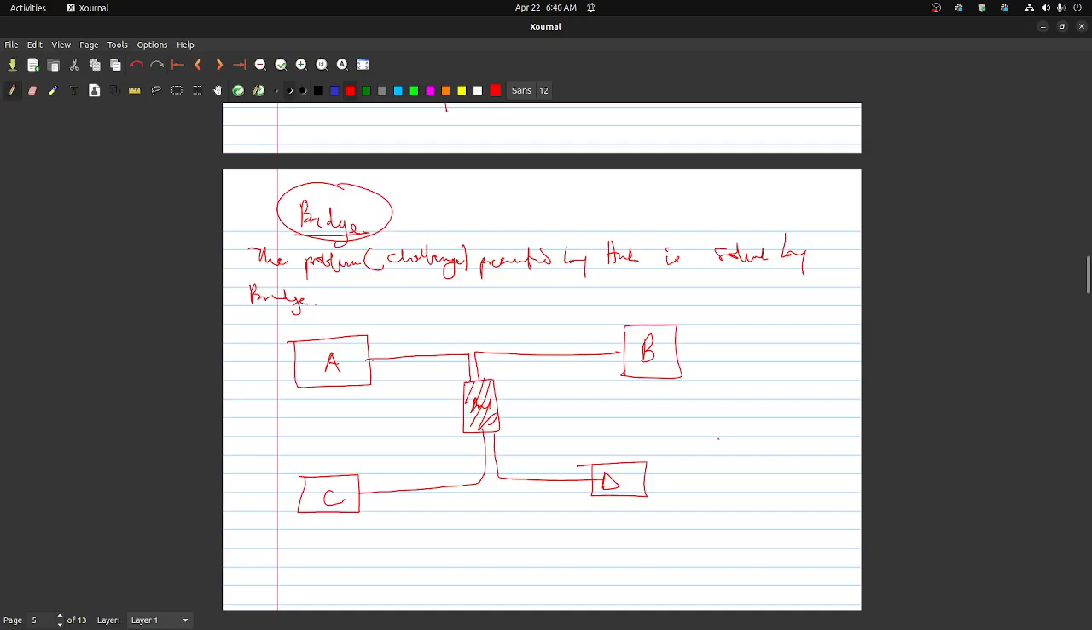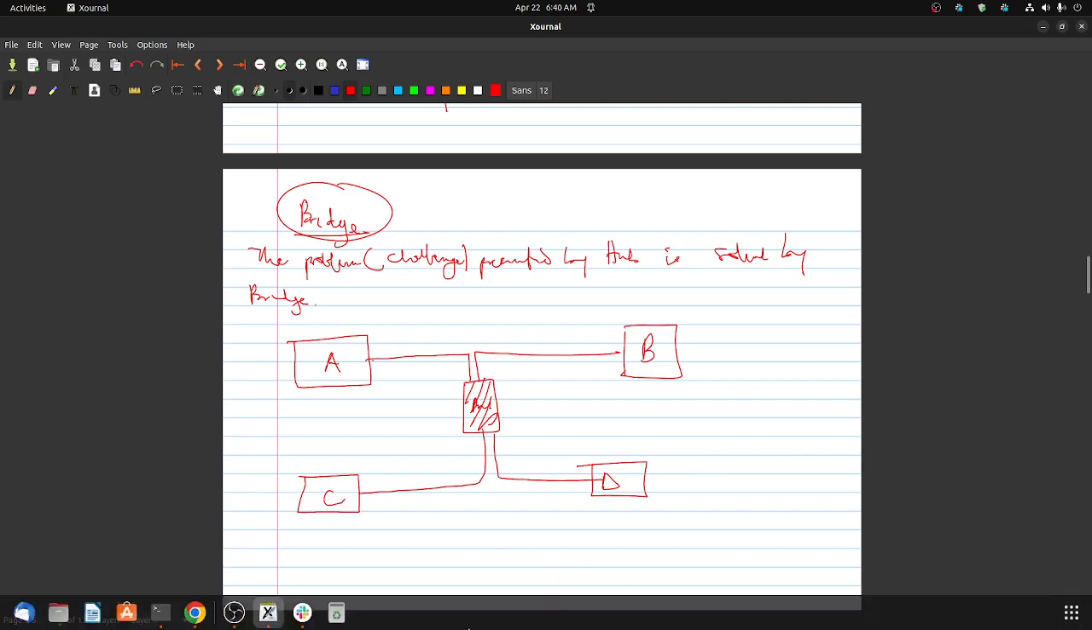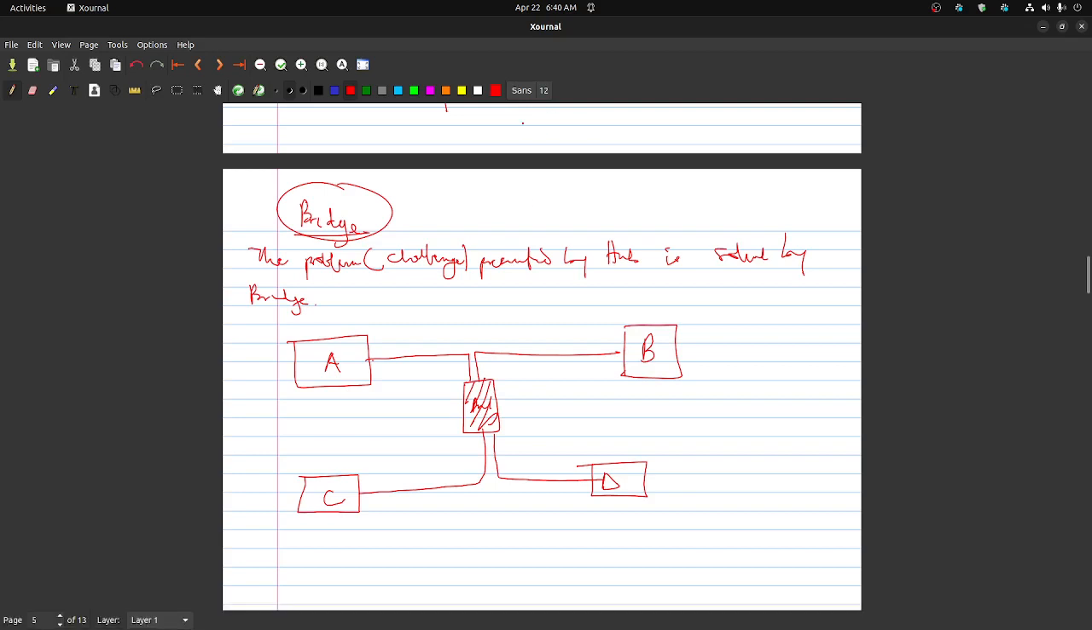All right. So the bridge tries to solve the challenges of the hub by making it impossible for data to be sent to where it is not intended. You are sending from A to B. C and D will not receive that data. Only B receives that data because that is the destination of that data. So these are the three devices: we've got repeaters, hubs, and bridges. And you've seen the challenges that exist.